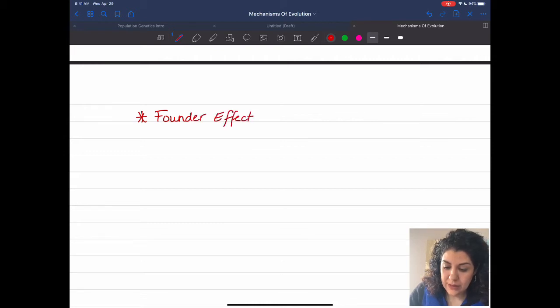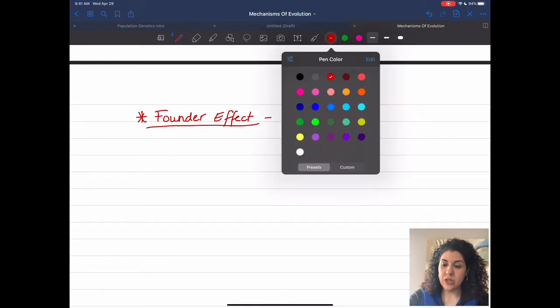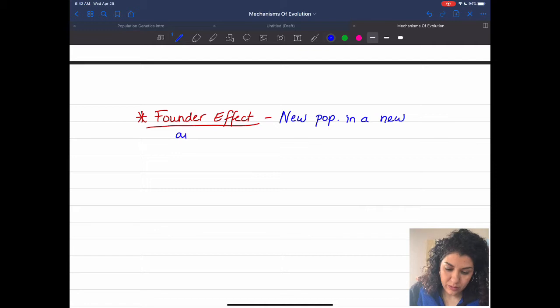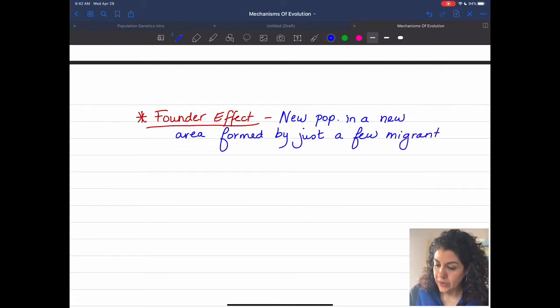Now, the founder effect doesn't deal with a disaster or a chance event. It deals with migration. It deals with individuals leaving a population and starting a new one. So in the founder effect, we have a new population in a new area formed by just a few migrants. And these few migrants are called founders, like the founding fathers.